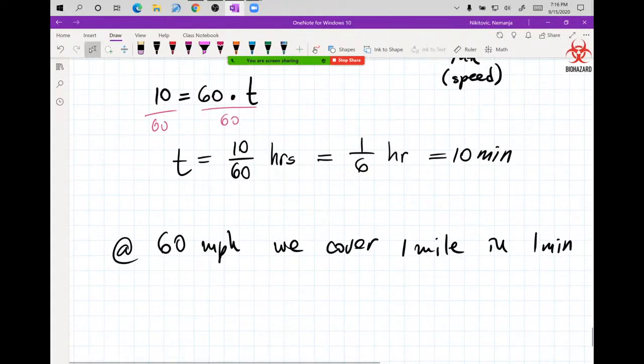Clearly, if you drive faster than 60 miles per hour, you will cover a mile faster, but it doesn't really pay off if you get pulled over and pay the ticket, especially in the double speed zone.